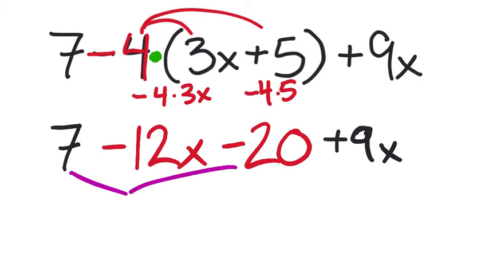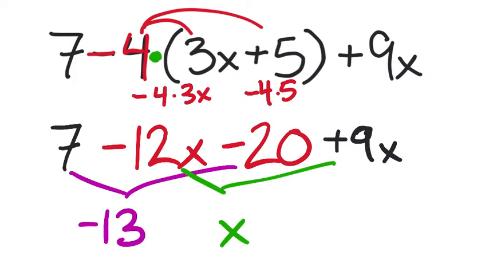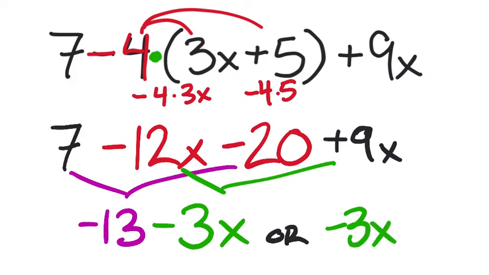So I would combine my 7 and negative 20, which would be negative 13 there. And also, I can combine my x's. Negative 12x's and positive 9x's would result in negative 3x's. And of course, you could write this in a different order with the negative 3x as the first term, and then the negative 13 as the second term. Both of these will work, but again, you have to do this distribution first and then look to combine like terms.